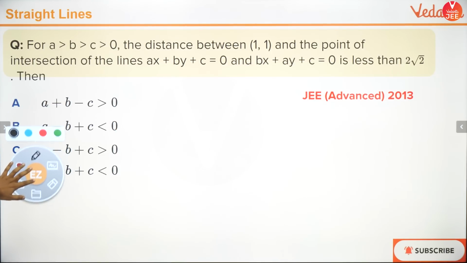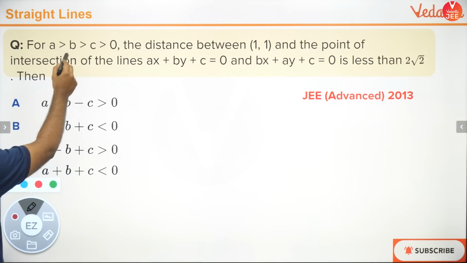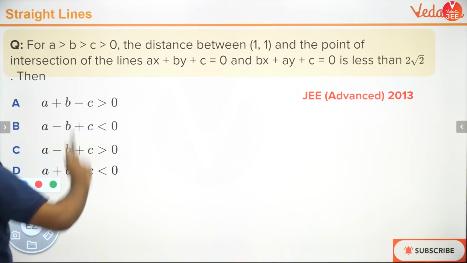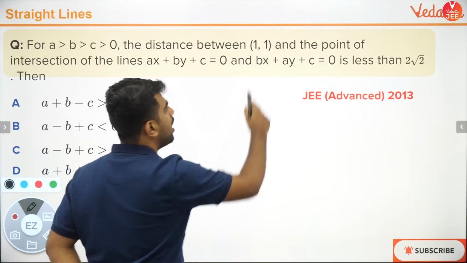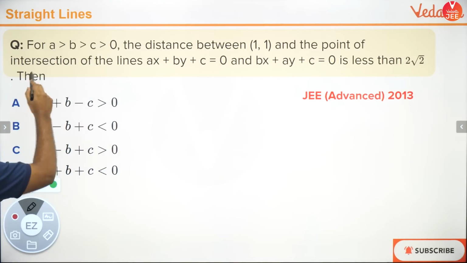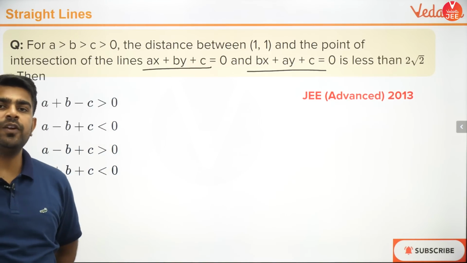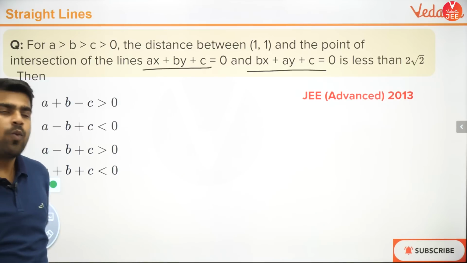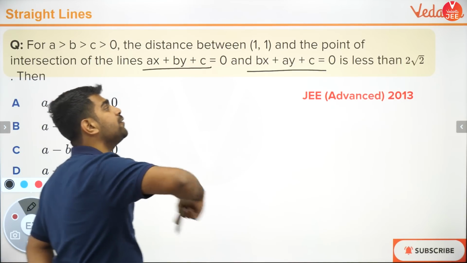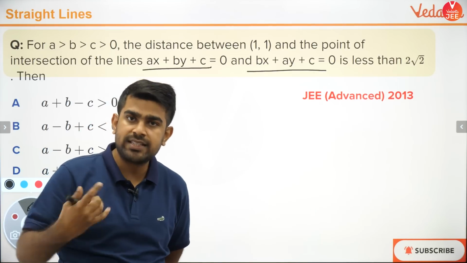Okay, so let us try to read the information. I'll keep my writing tools over here. So here I have A greater than B, B greater than C, and all of them are positive. Now I want to find out the distance between (1, 1) and the point of intersection of this and this line. So guys, first what should we find out? I have to find out the point of intersection, because only if I find the point of intersection can I figure out the distance between (1, 1) and the point of intersection. So let's try to do that first.